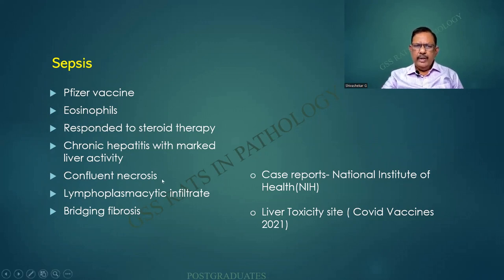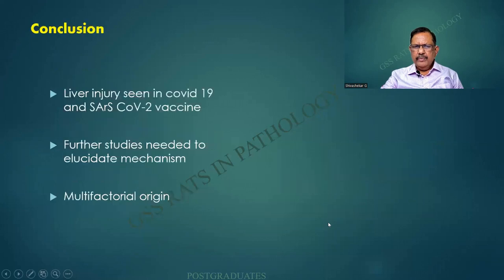There can be confluent necrosis. We had seen that earlier, lymphoplasmacytic infiltrate, indicating plasma cells means there will be antibodies. That means there is an immune mechanism. And whenever there is a confluent necrosis, there will be a bridging fibrosis. All these can follow suit of sepsis. And these have been derived from this research.